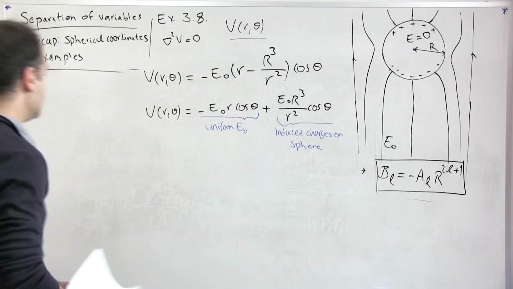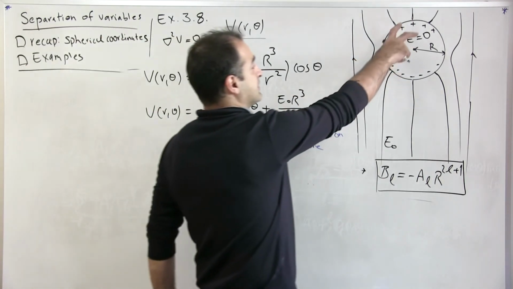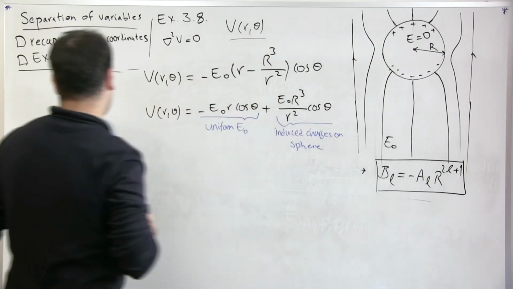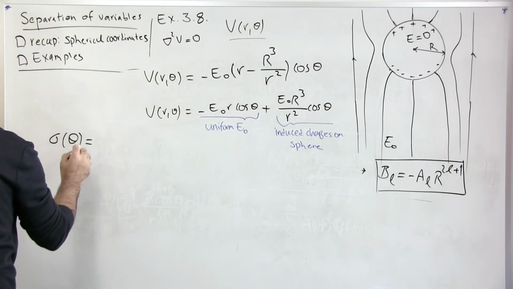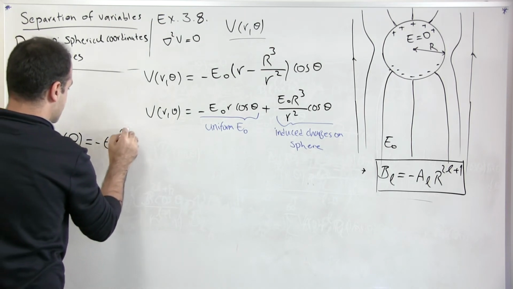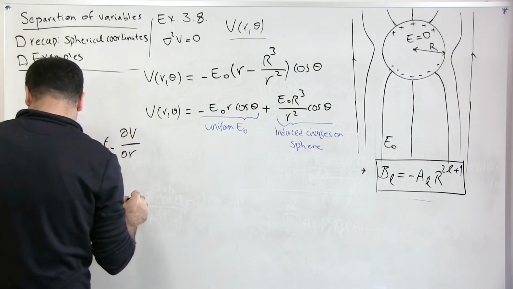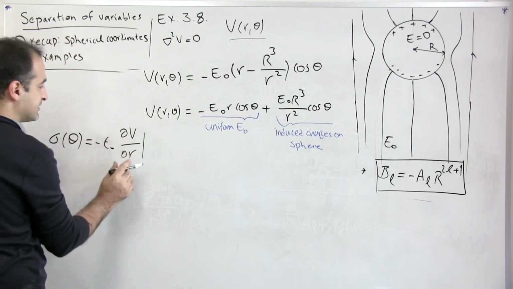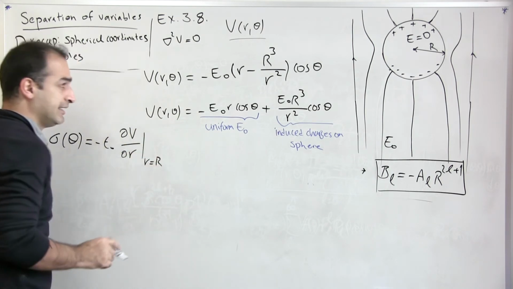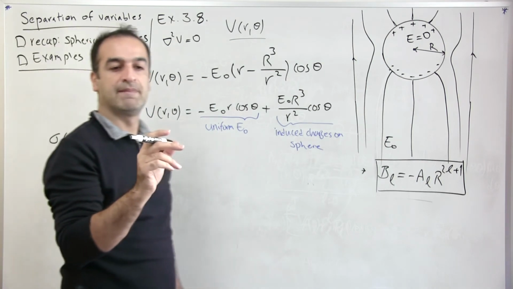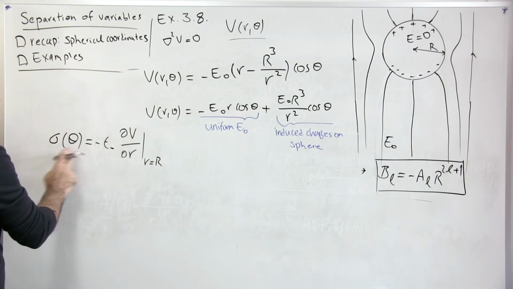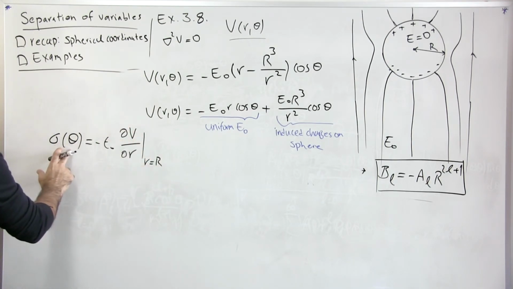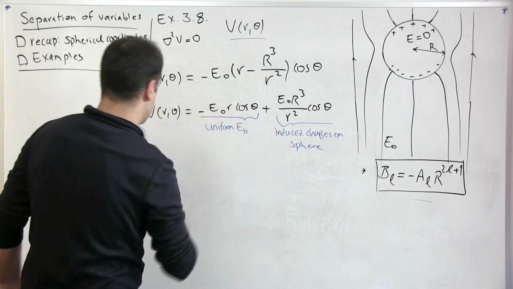Okay. So we already talked about how the potential is related to the surface charge density for conductors. Now I'm going to repeat that the sigma, the surface charge density, is negative epsilon naught dV over dr. Okay. And in this case, we're going to look at this derivative at r equals capital R, and that is right on the surface of the sphere, right? If we calculate this, we're going to find the surface charges.